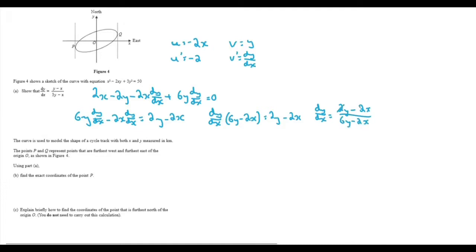And here we can cancel through by a factor of 4, leaving us with just that (y minus x) over (3y minus x) that we had to show. Next, the curve is used to model the shape of a cycle track with both x and y measured in kilometers. The points P and Q represent the furthest west and the furthest east from the origin, and therefore using this part A, find the exact coordinates of P.